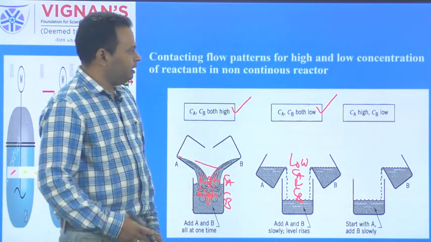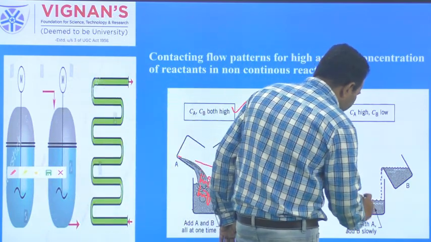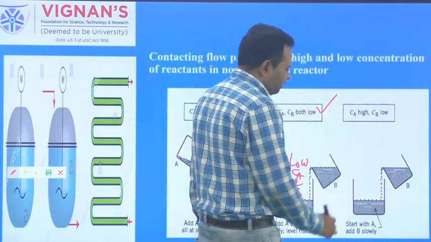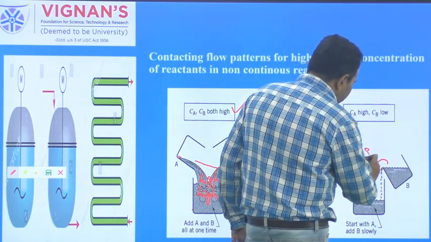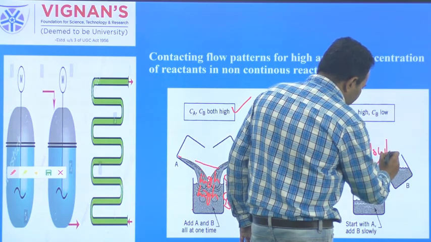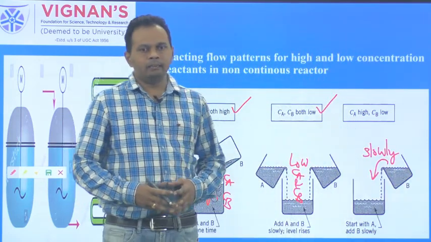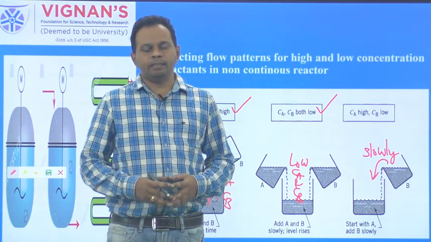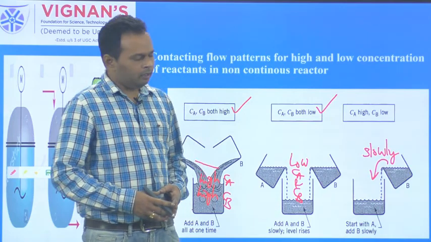Sometimes, to maintain high Ca and low Cb, initially take bulk A into the batch reactor. For that bulk A, add B slowly. When you add B slowly, automatically we can maintain high Ca and low Cb. That is, initially take a large amount of A within the batch reactor, and add B slowly.